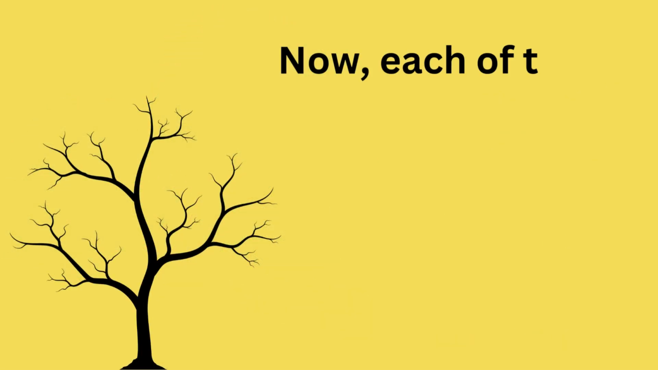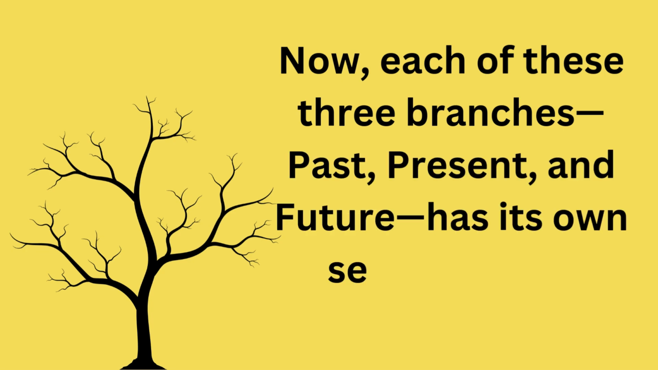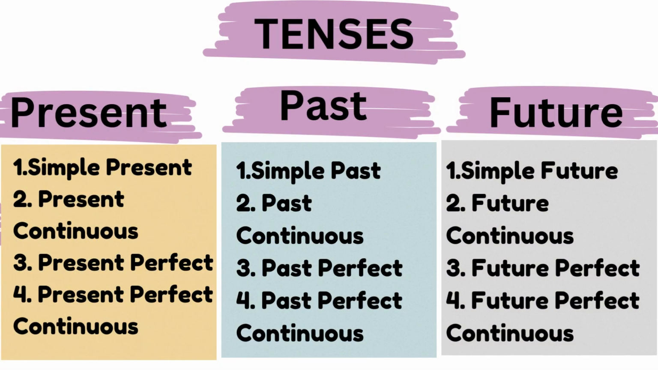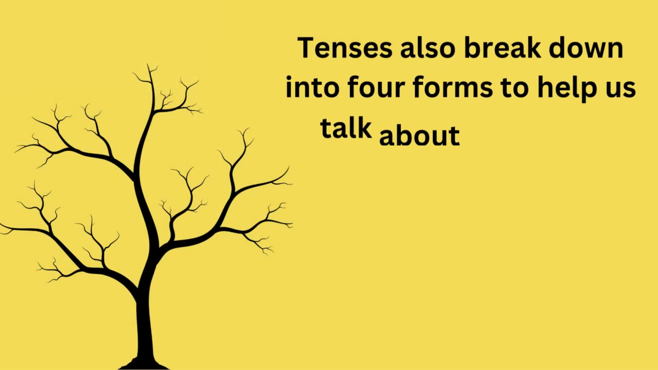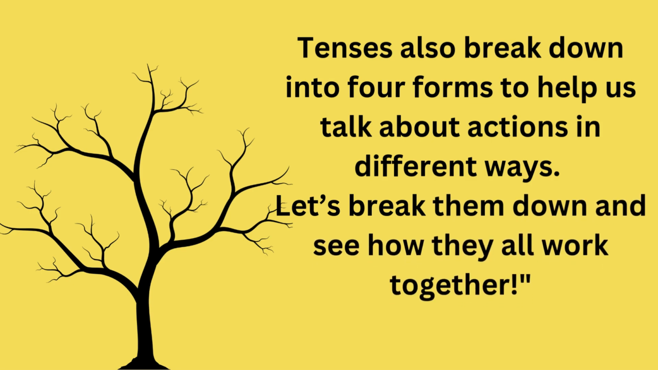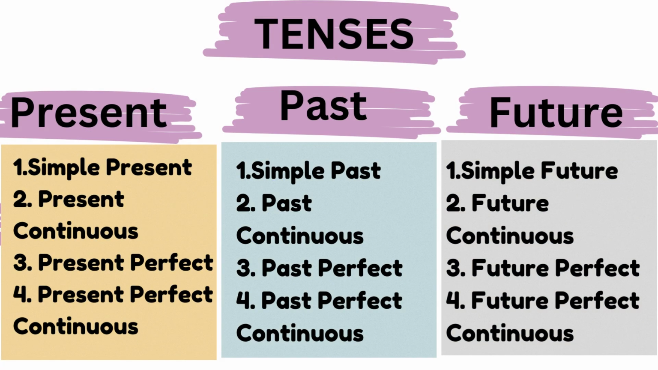Now, each of these three branches, past, present, and future, has its own set of smaller branches. Or should I say, four divisions. Just like how a tree has different twigs, tenses also break down into four forms to help us talk about actions in different ways. Let's break them down and see how they all work together.